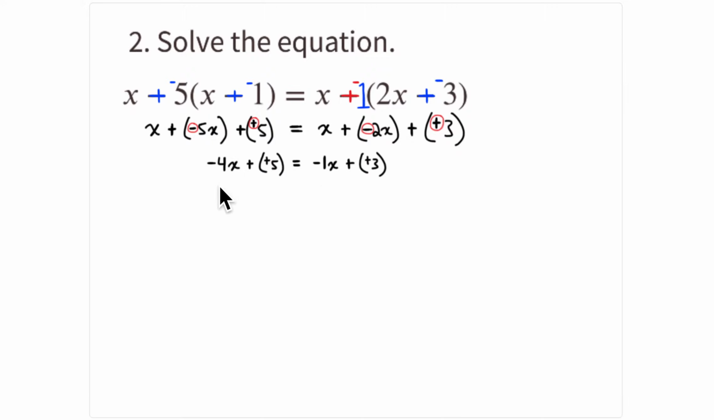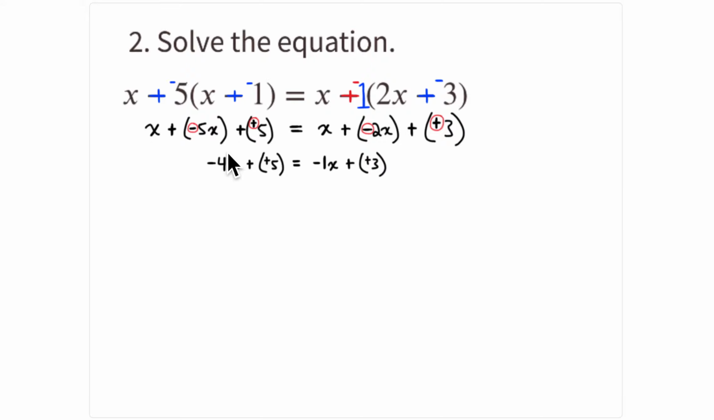So if I do that, I end up with a negative 4x here. Negative 5 plus 1 is negative 4, and I end up with a negative 1x here. So this is a negative 1x plus positive 3.